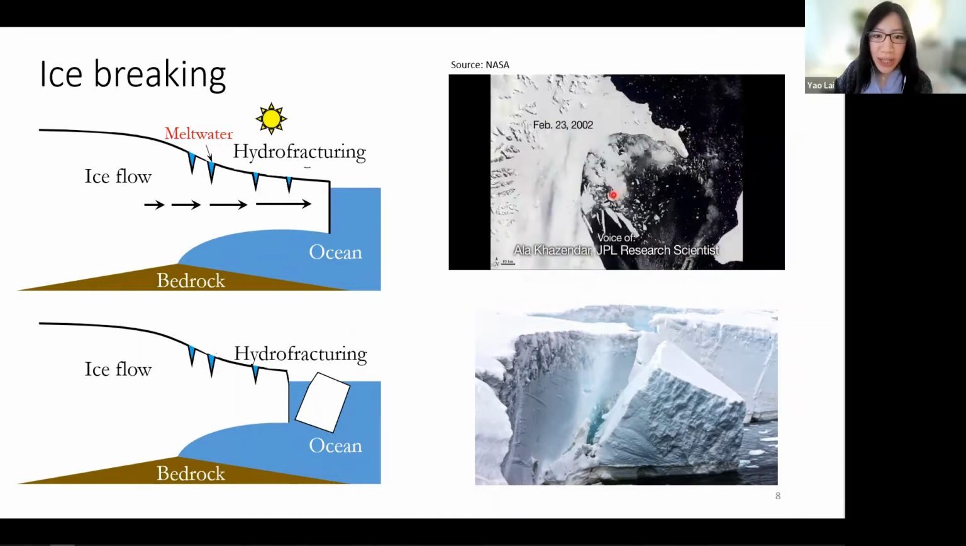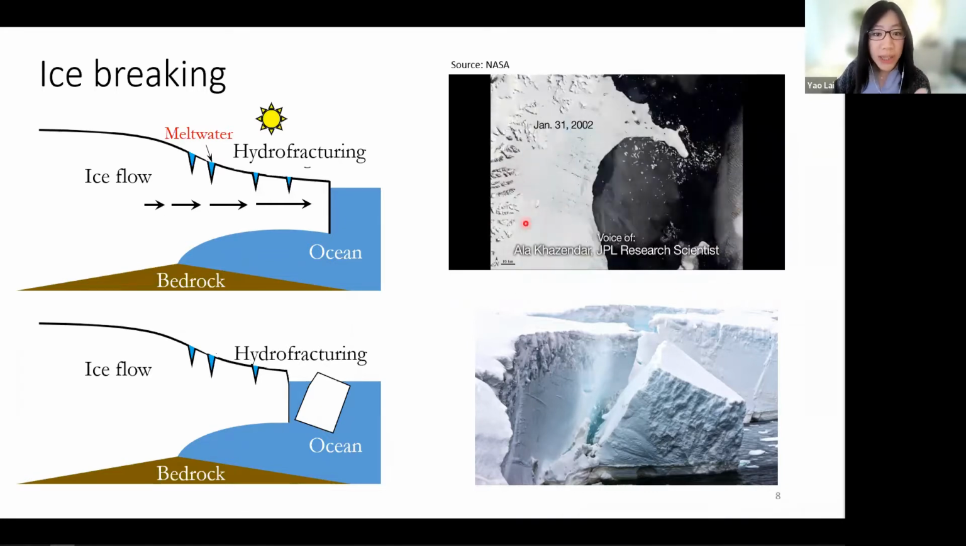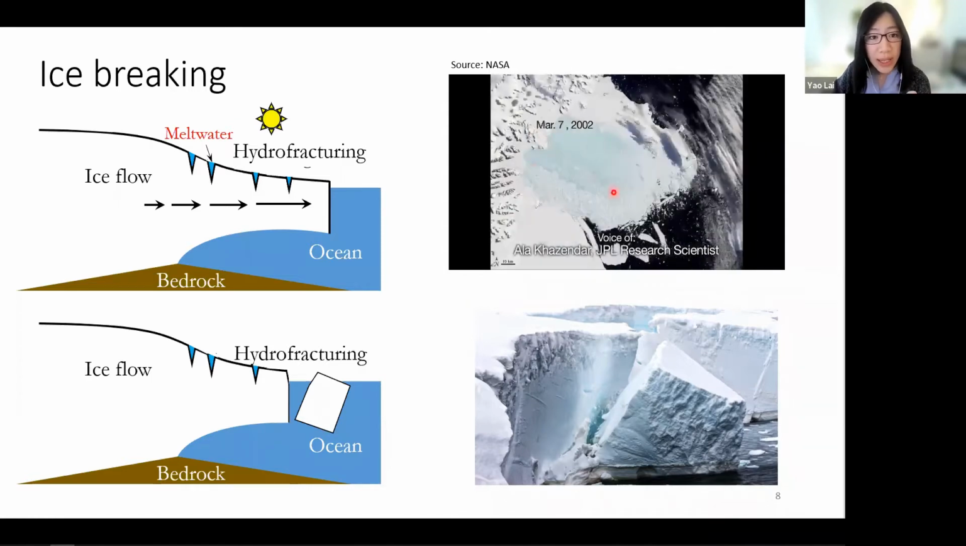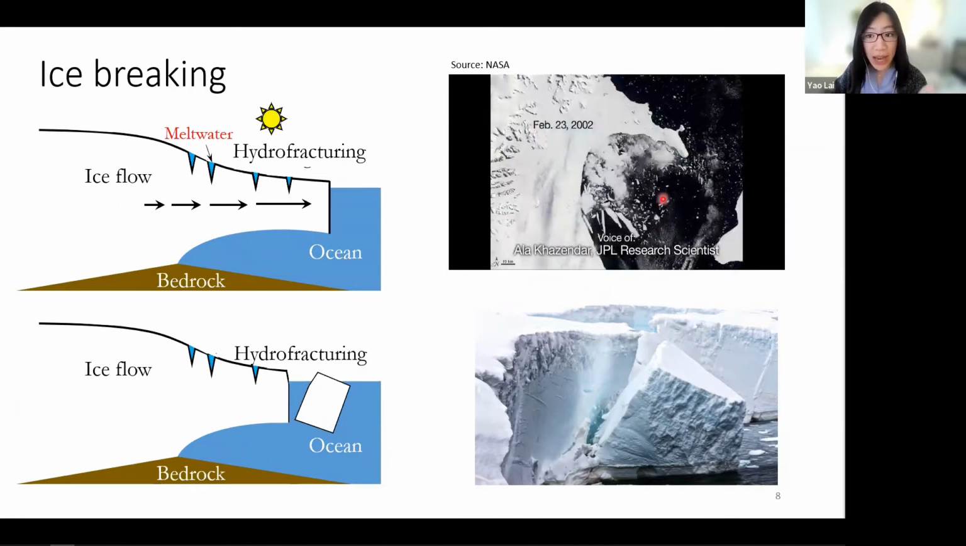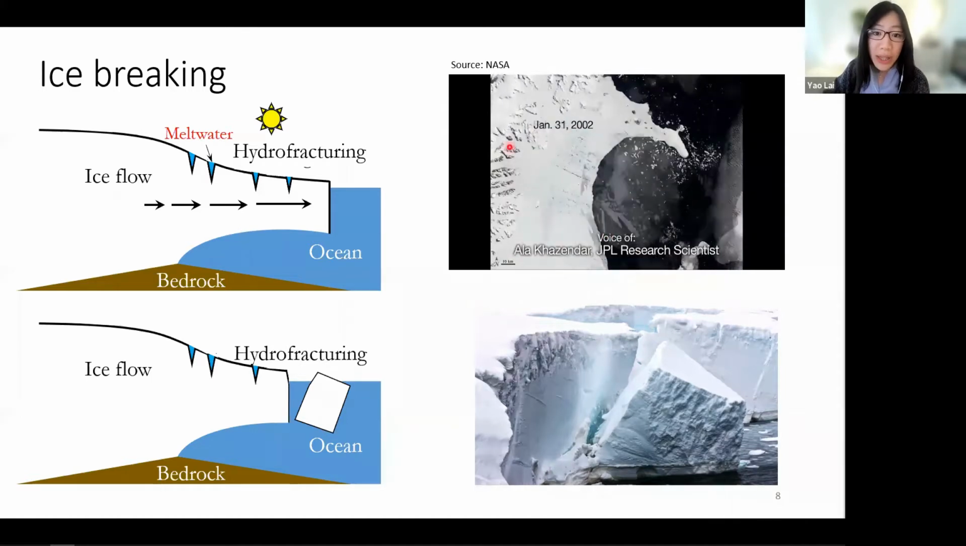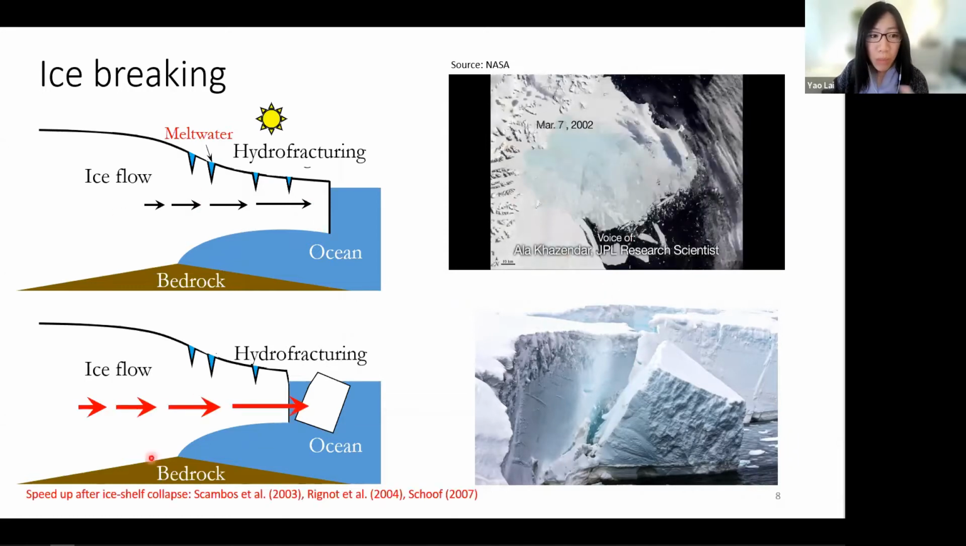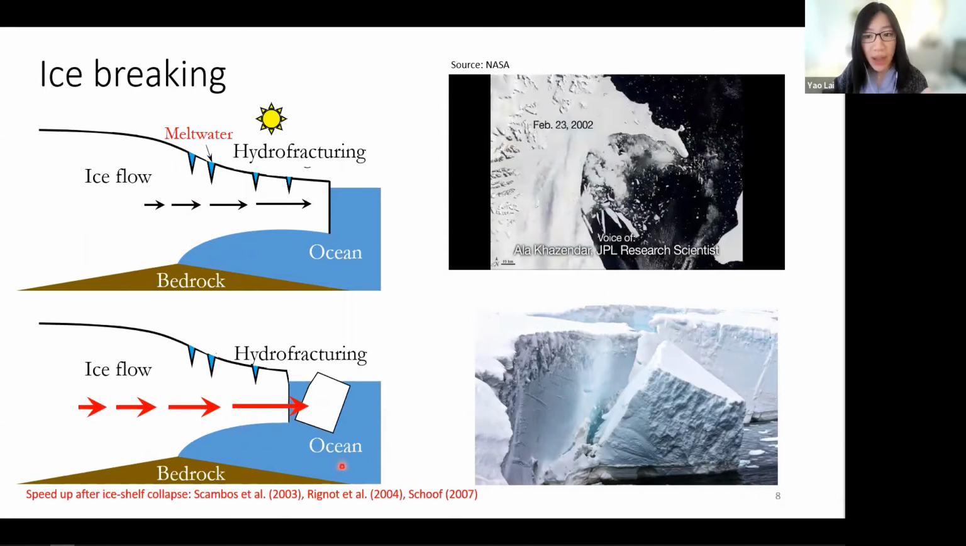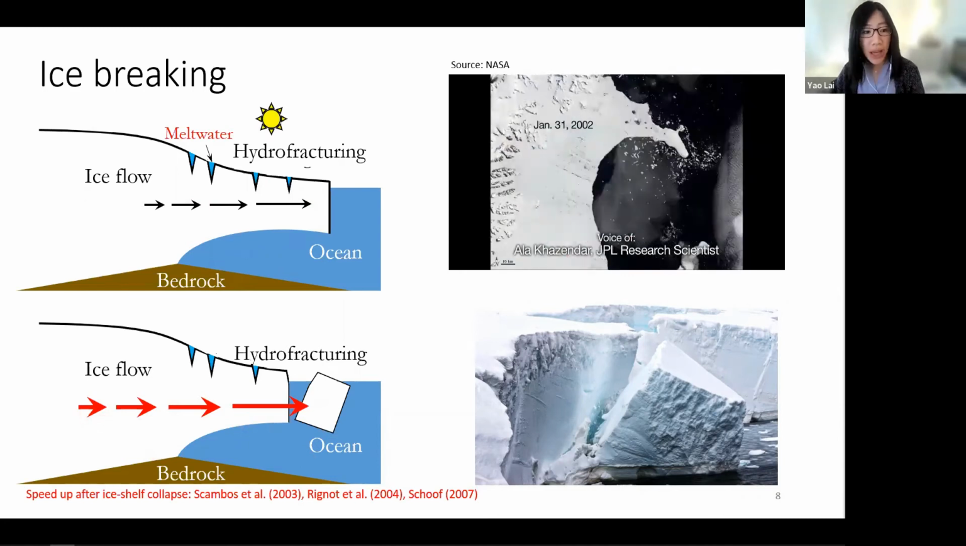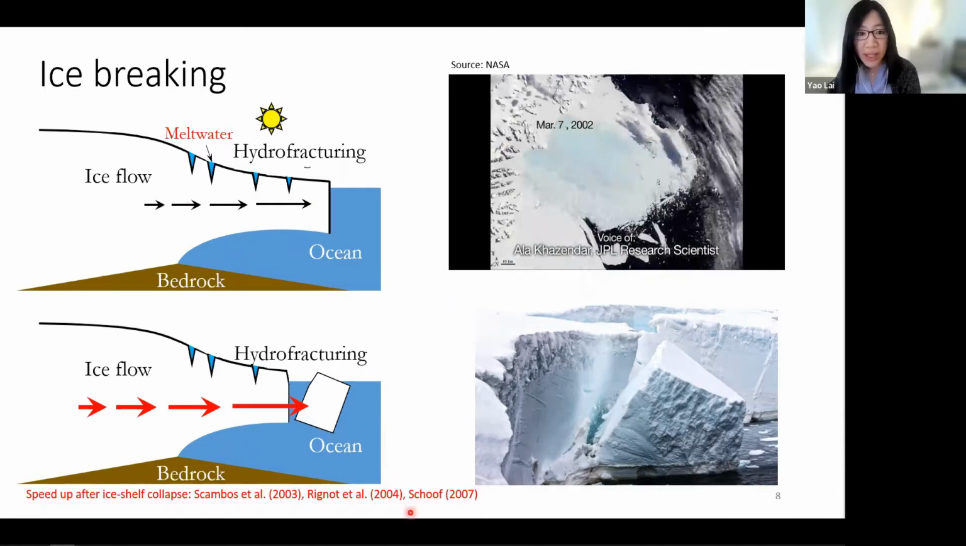So strikingly, in 2002, almost the entire Larsen B ice shelf collapsed within just a few weeks. And this rapid disintegration of ice shelf areas is widely believed to be caused by the hydrofracturing process I just described. And importantly, this loss of ice shelves can accelerate the upstream ice flow into the ocean, which could in turn impact sea level rise.